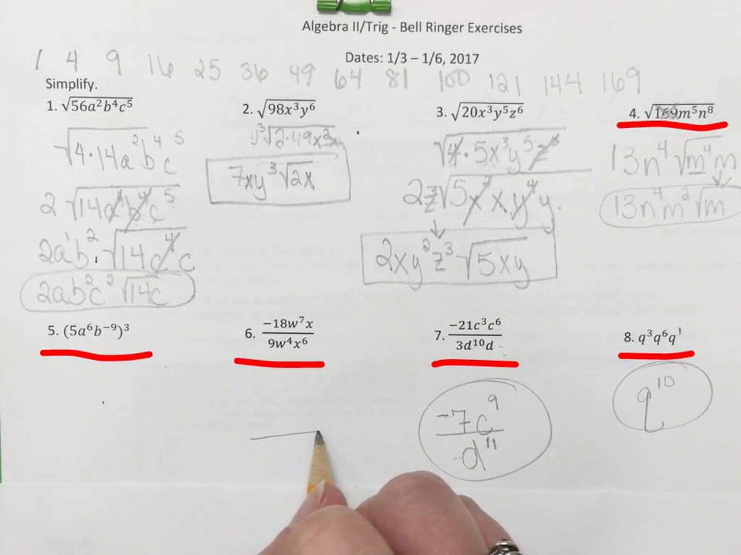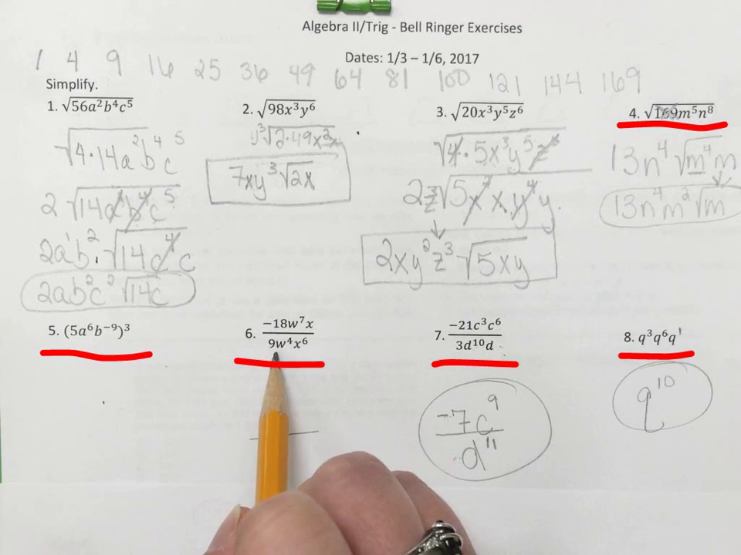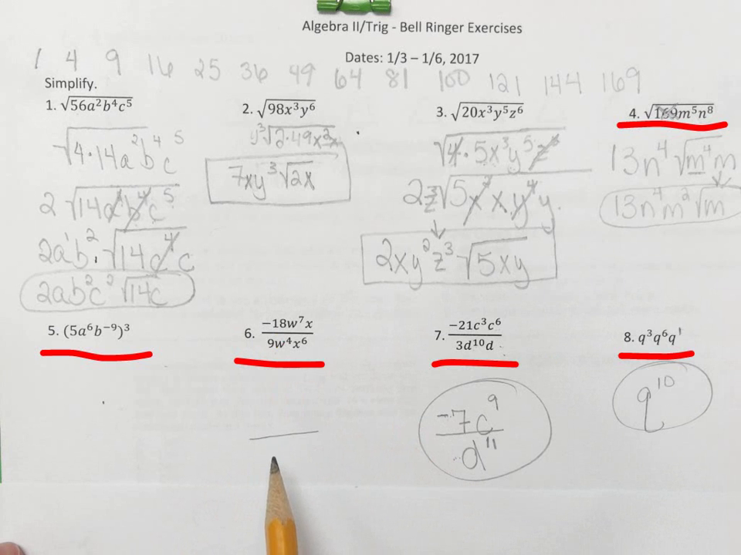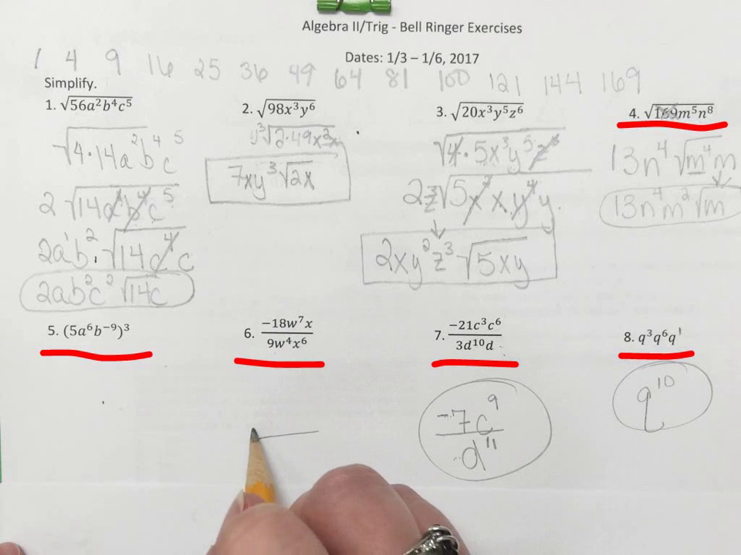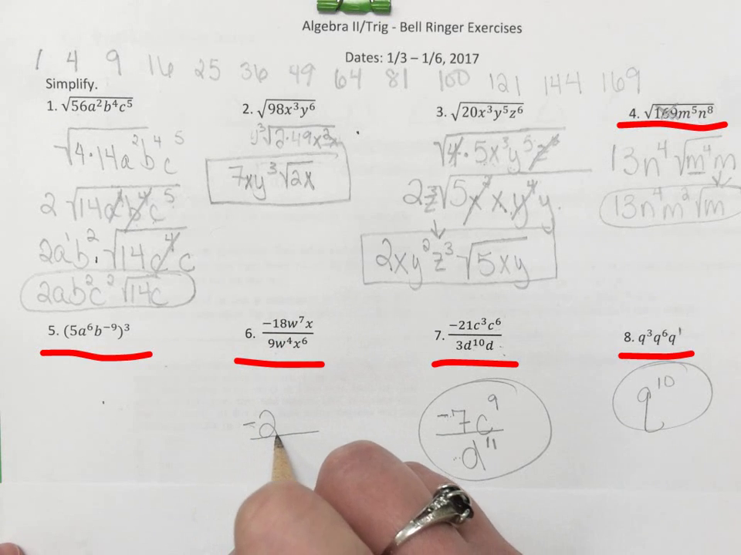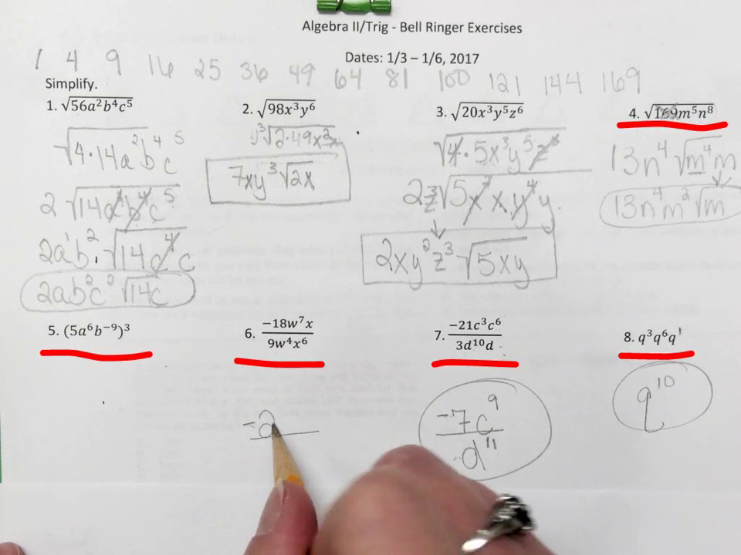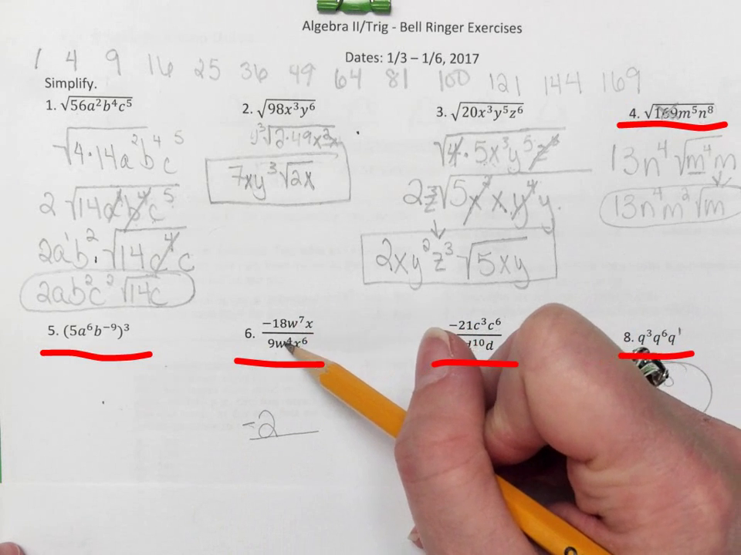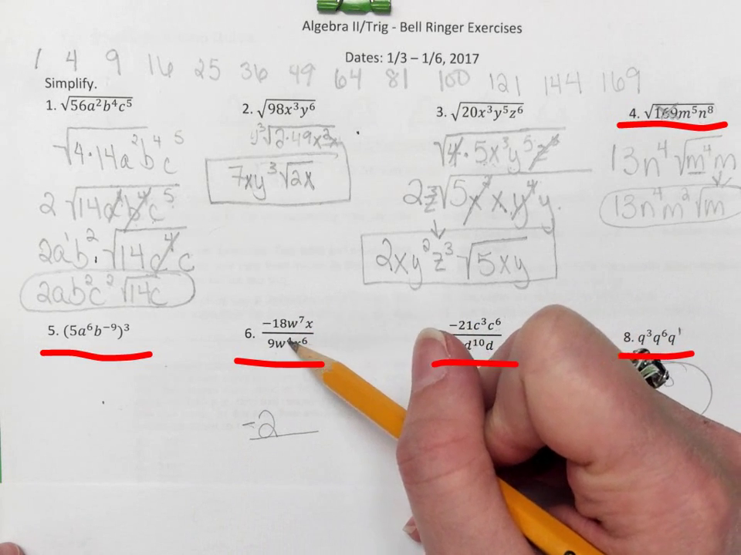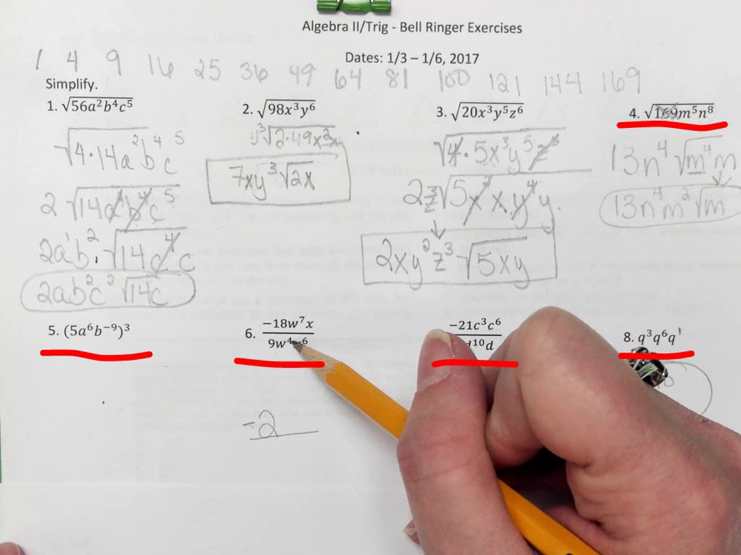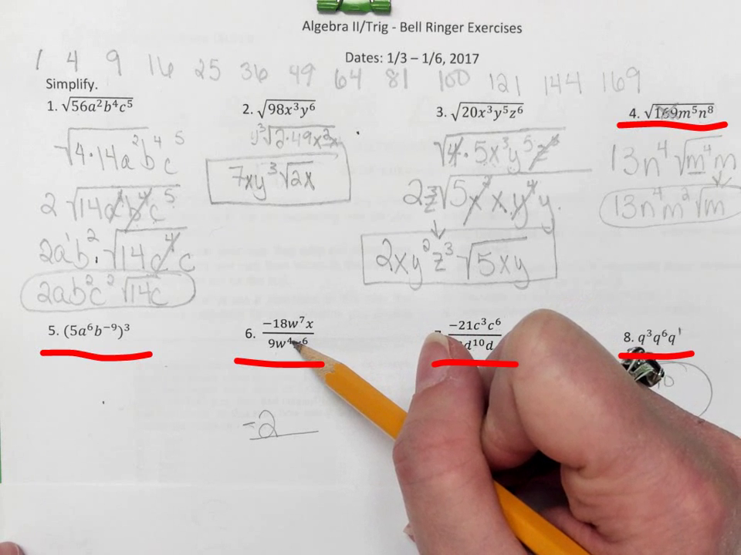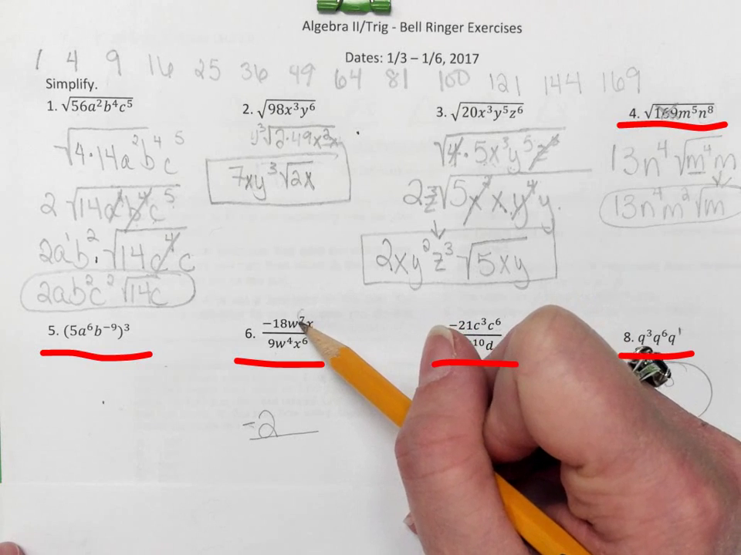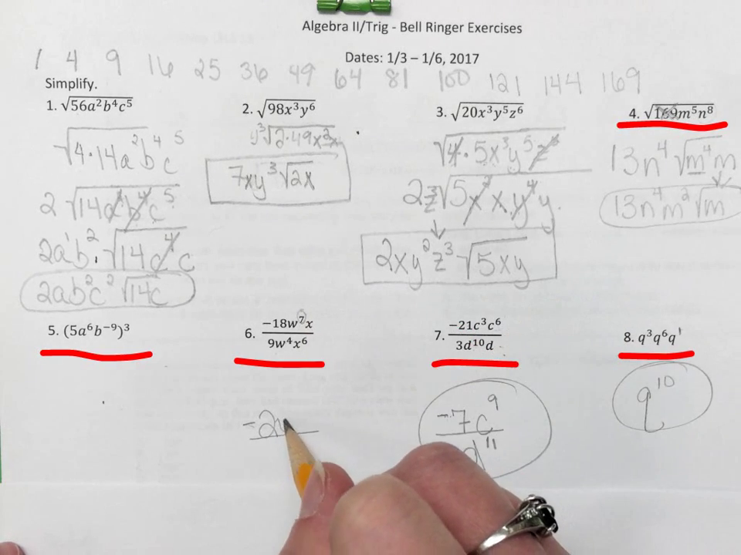All right, what about 6? What's negative 18 divided by 9? Negative 2. Where does it go? Top or bottom? Top, because 18 is bigger. There you go. All right. Now, what do I do when I divide the bases? What do I do to 7 and 4 this time? You subtract. 7 minus 4 is 3. Where does it go? On top, because that's where the biggest number was, right? Goes on the top.